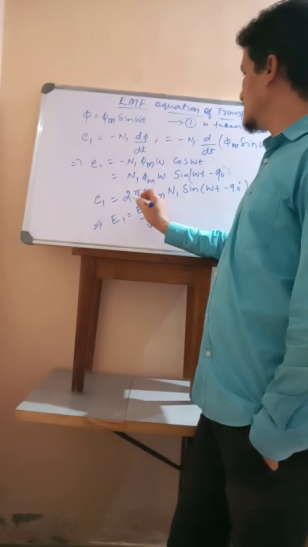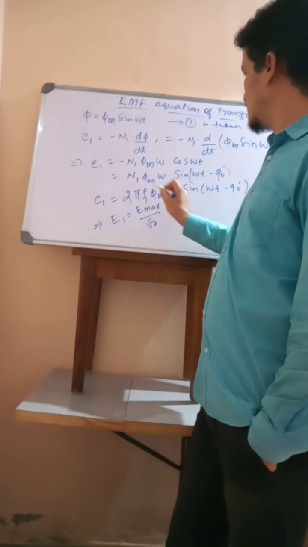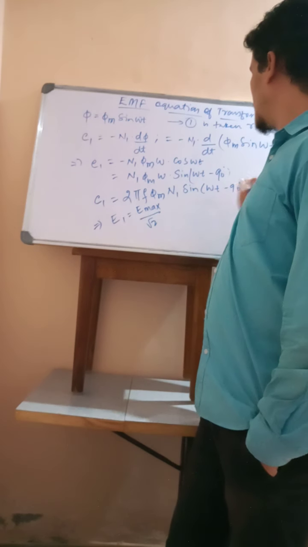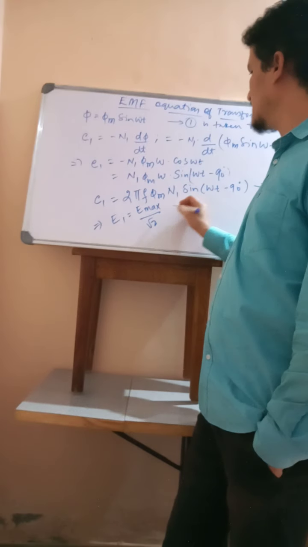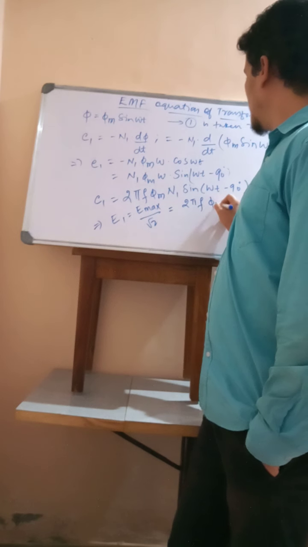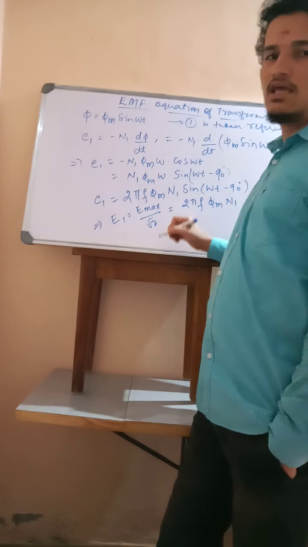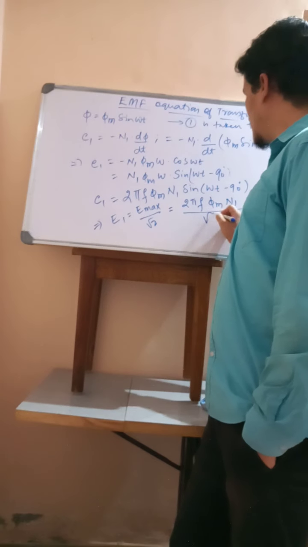What is E max here? You compare with the standard equation. e1 is equal to E max sin omega t minus 90 degree. What is E max here? 2 pi f phi m into N1 is the E max, the maximum voltage that is induced, divided by root 2.